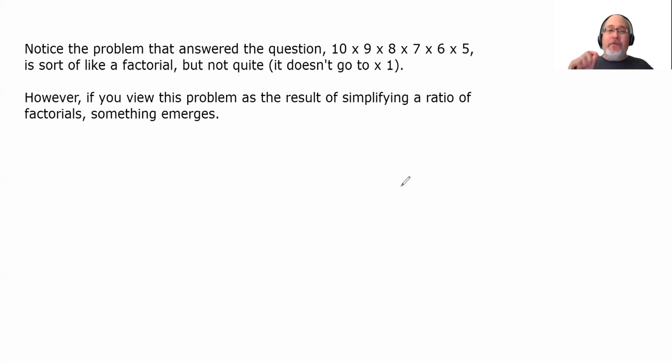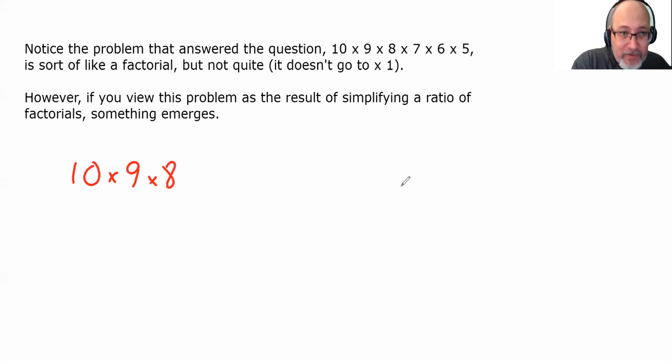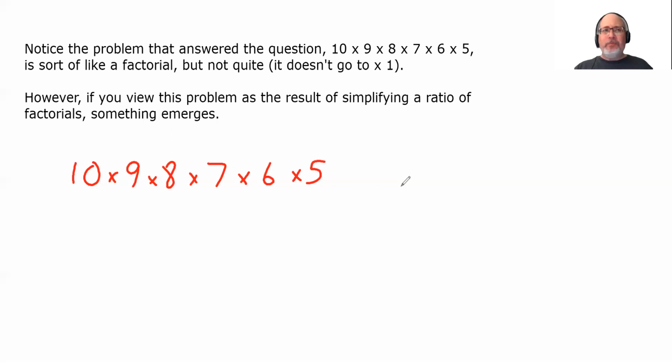However, if you view this multiplication problem as the result of simplifying a ratio of factorials, something emerges. I'm going to do something that's not very common in math. I'm going to unreduce a fraction. Reducing is easy. You look for factors that match on the top and on the bottom, and you cancel them. But how do you unreduce? How do you know what was canceled? And the answer is you don't. But I'm going to unreduce this with the intention of restoring the 10 factorial.